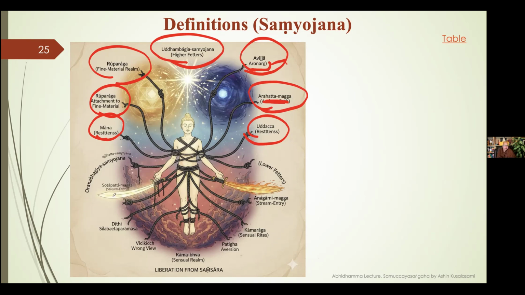Okay. So Orambhagiya Sanyojana. Ajata Sanyojana here has another small name. So Ajata Sanyojana and Sotapatti Magga, with the knife, yeah. Sotapatti Magga is a knife that cuts off. So Anagami Magga is a different knife, with fire stronger, maybe more powerful.